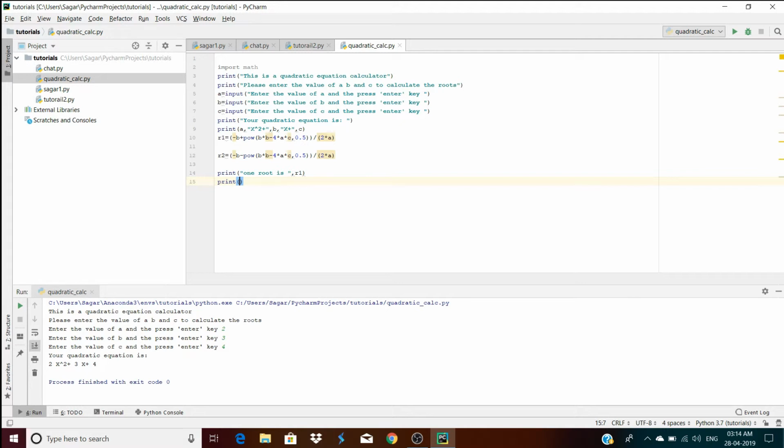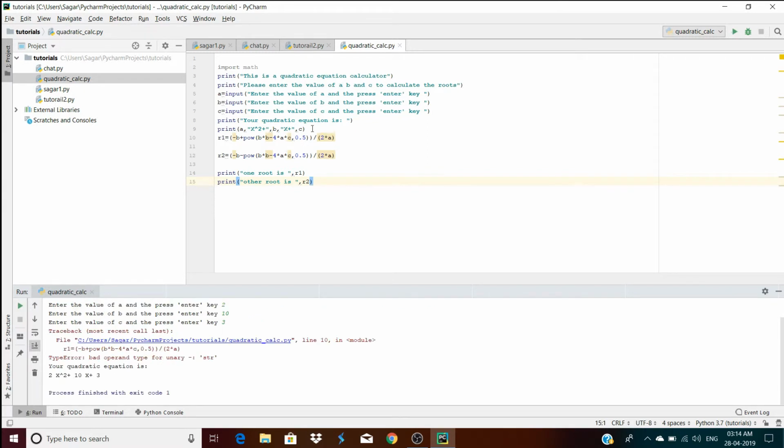Oh, please enter a and then press enter. I enter 5, 2, and 1. Let's see what happens. It's saying string. I think I had given a complex array. So let me rerun this and give 2b square minus 4ac. Let me give this 10 and 3. Oh, your quadratic equation is this thing. It's correct till this. R1 is a bad operand type for minus with string. Why is this?